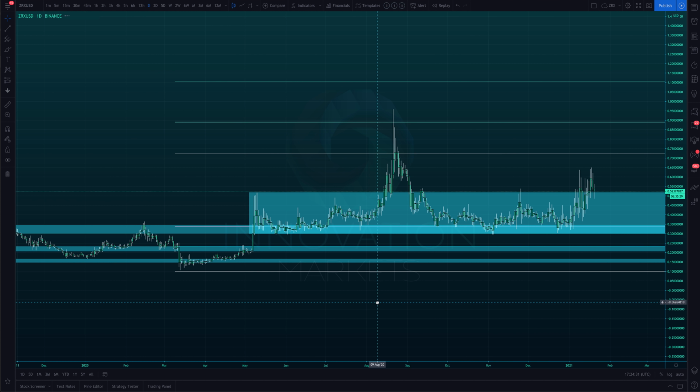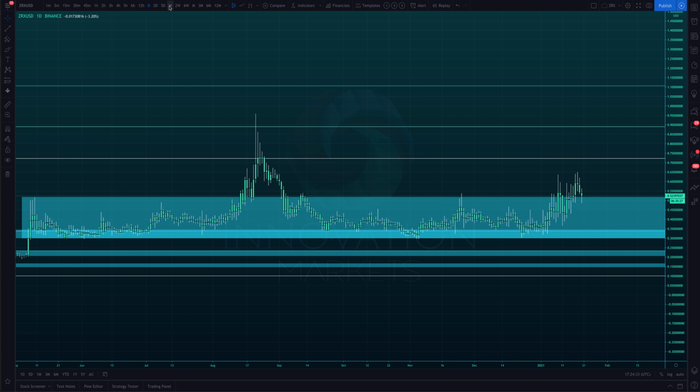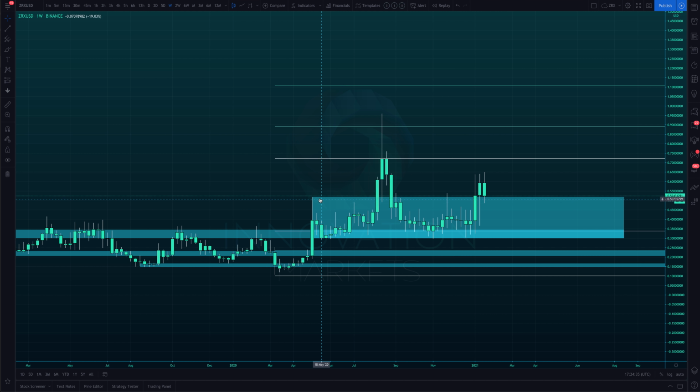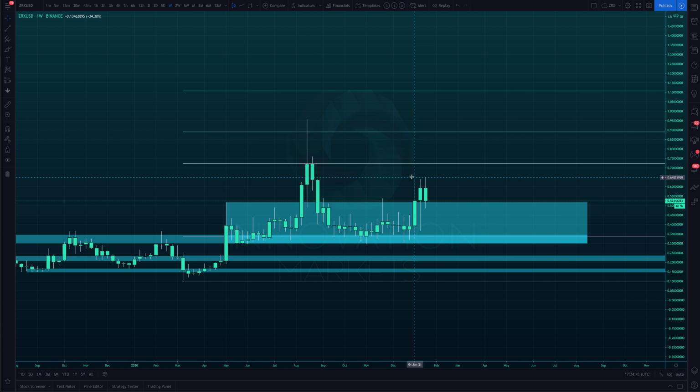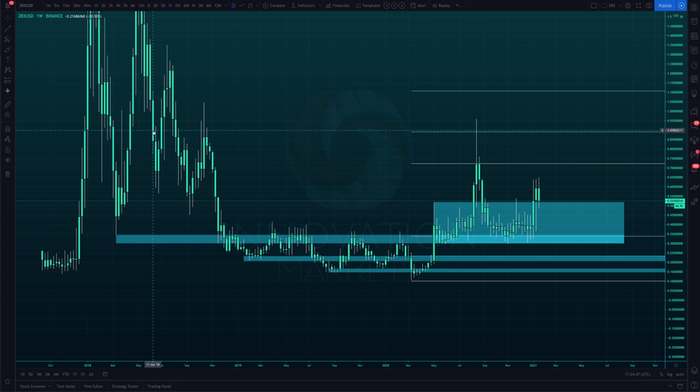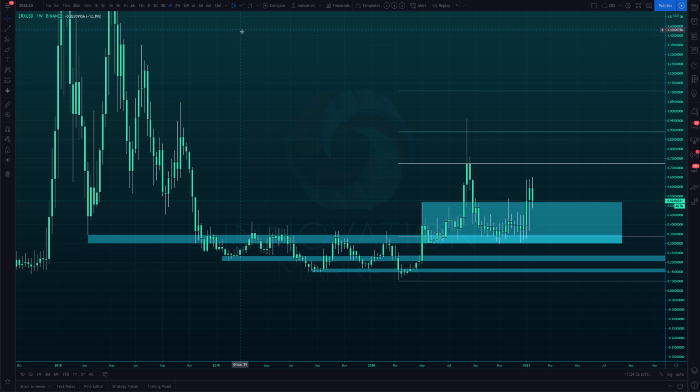So ZRX, in terms of accumulation, you could even go to the weekly. Yeah. So as you can see, this is all accumulation. Consolidation is another fancy word for accumulation by institutions, whales, or any kind of big hedge fund or firm. So what you are seeing is, on a small perspective, the market continuously does this. This is often a telltale sign of a breakout to come.